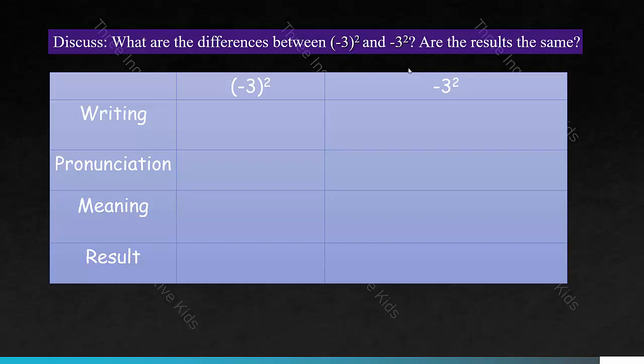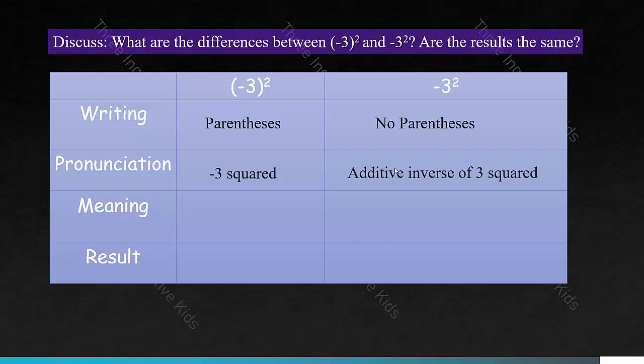Well, when we write these two expressions, this first expression has parentheses, and the second expression does not have parentheses. When we pronounce or read the first expression out loud, it would be negative 3 squared. And we read the second expression as the additive inverse of 3 squared. The meaning of the first expression is 2 negative 3's being multiplied, which is negative 3 times negative 3.